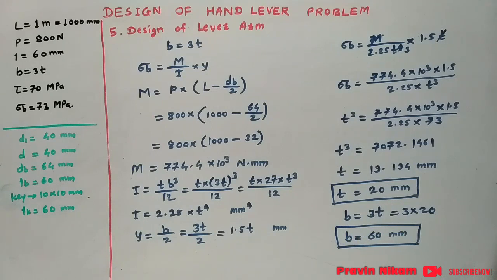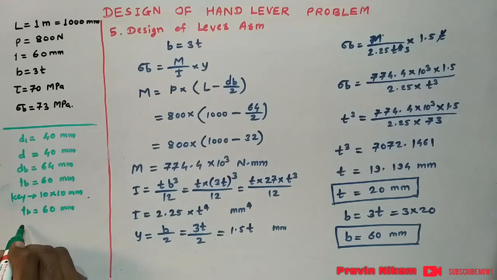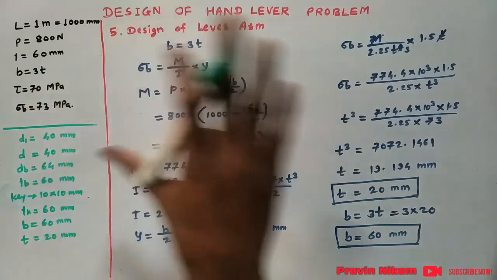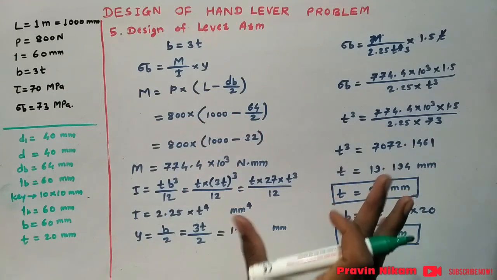So in this way we designed the hand lever successfully. So B is 60 mm and T is 20 mm. So these are all the dimensions of the hand lever. So this is the method to solve a design problem of hand lever.